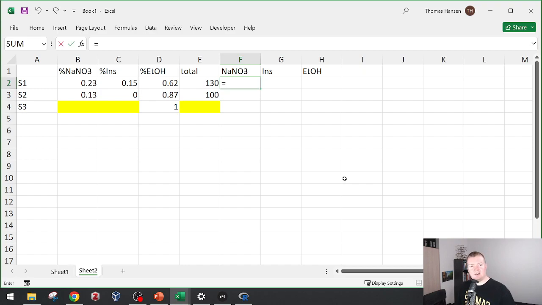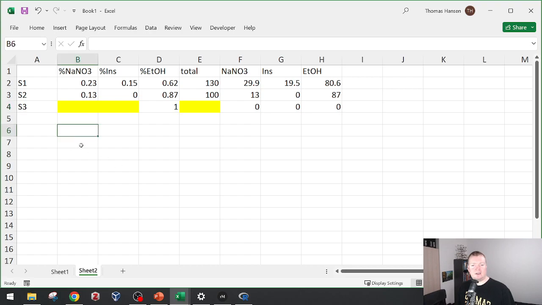And finally here, again, I can take my total with a dollar sign in front of the letter, multiplied by the composition of sodium nitrate, and I just want to fill it right and down. And all of these are now determined by what is in the different cells over here.